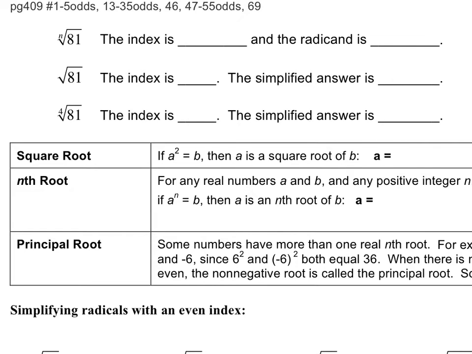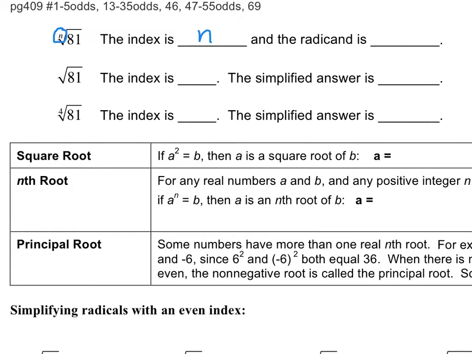6.4 is about simplifying radicals. We're going to start the lesson with a little vocabulary. So when you have a radical, there's usually a little number right outside of the radical on the left. That number is called the index.